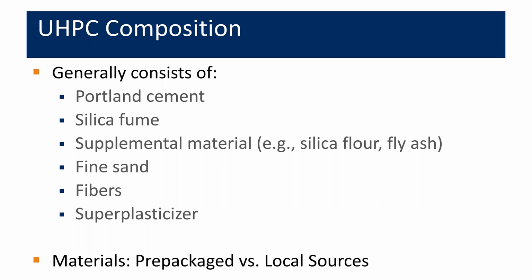What this superplasticizer does is it facilitates some of the workability properties of the UHPC and makes it a very flowable material, even though it has a very low water content. And as John mentioned before, these materials can be prepackaged or they can come from local sources. And so there's going to be some differences in the consistency of the materials that may be present if you have a prepackaged UHPC versus a local sourced UHPC.